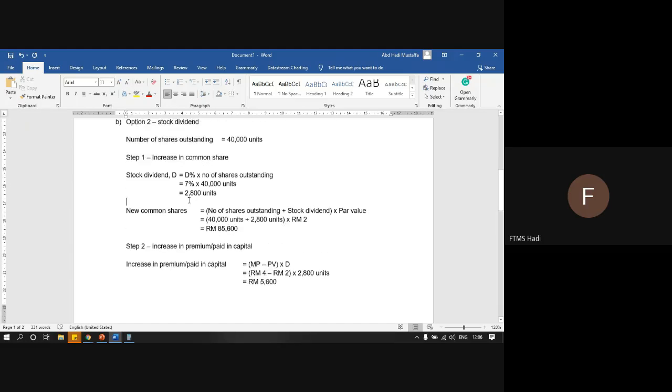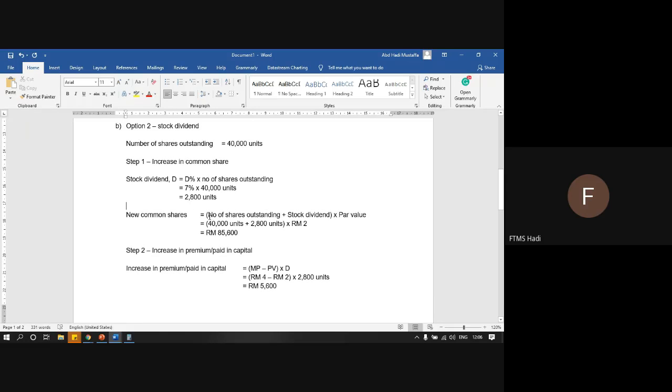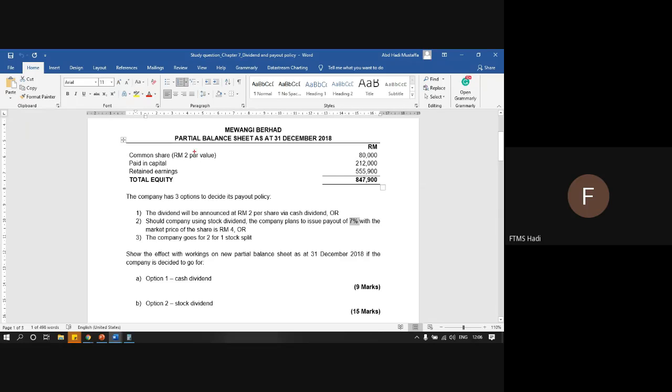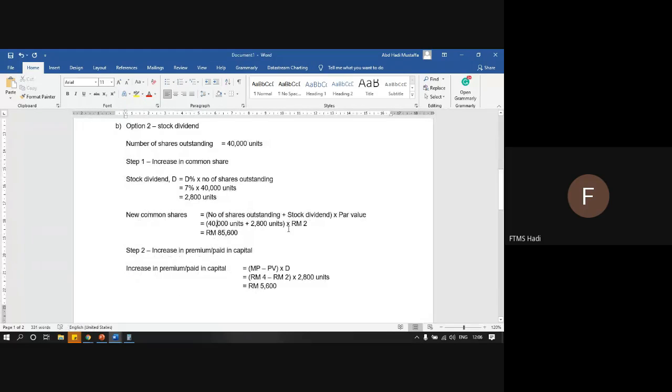Next, new common shares, I mean the updated ones. The formula will be number of shares outstanding plus stock dividend multiplied by par value, which is 40,000 earlier, plus with 2,800, multiplied by par value. Par value you can get from the question, which is this one, RM2 par value. So press calculator, you will get 85,600. Okay, that is the first part.